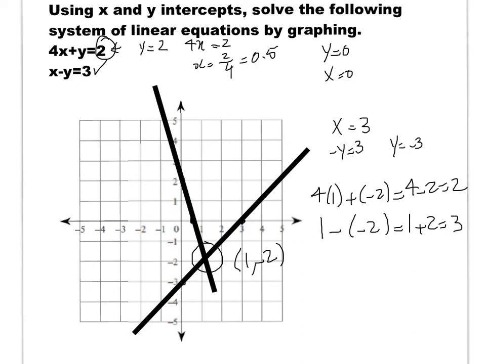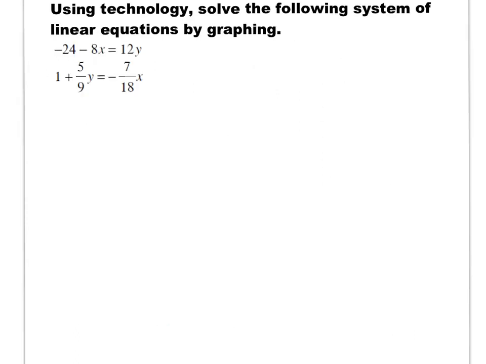Now we are going to do the last example using technology. In this example, we have to find the point of intersection of the system of linear equations negative 24 minus 8x equals 12y, and 1 plus 5 over 9y equals negative 7 over 18x. It is going to be a little bit hard using any of the graphing techniques that we learned before: table of values, x and y intercepts, and slope y-intercept.